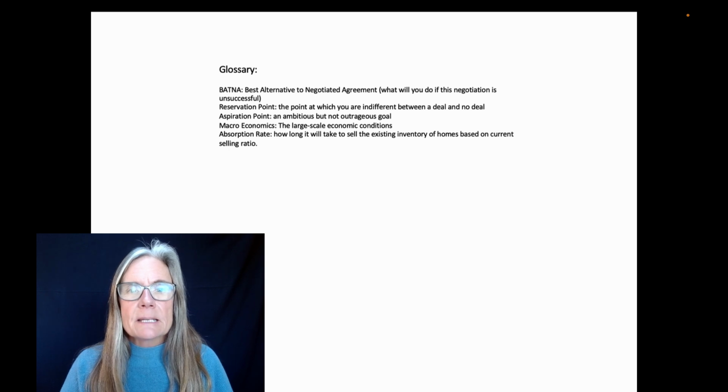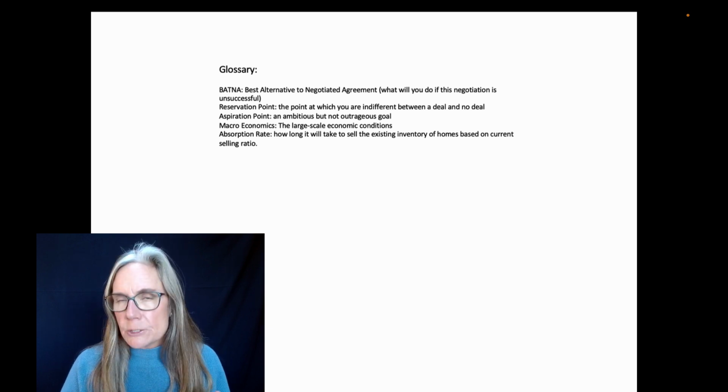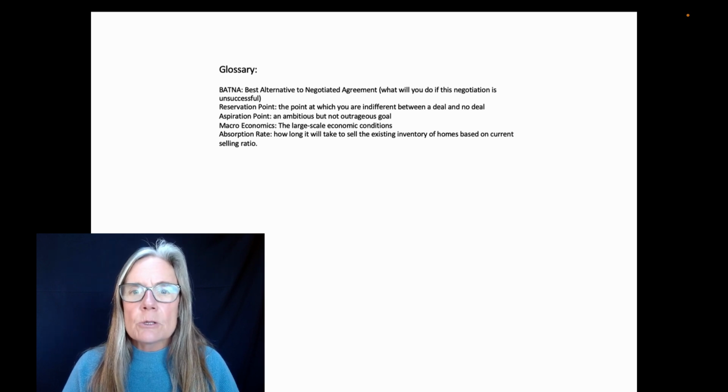And then finally, the absorption rate. You might also know this as the MOI, or months of inventory. Absorption rate is a more widely used term through different industries. In a nutshell, it's how long it would take to sell the existing inventory of homes based on the current selling ratio.